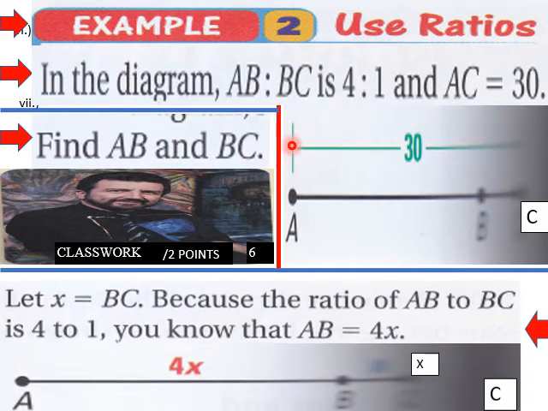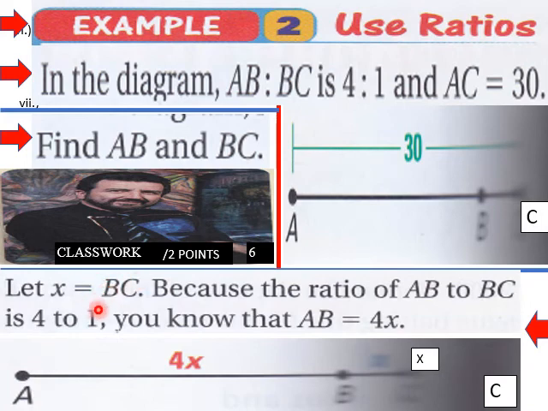Now that we know our ratio here, let x equal BC. Because the ratio of AB to BC is 4 to 1, you know that AB equals 4x. So AB here would be the same thing as 4x because it's 4 to 1.